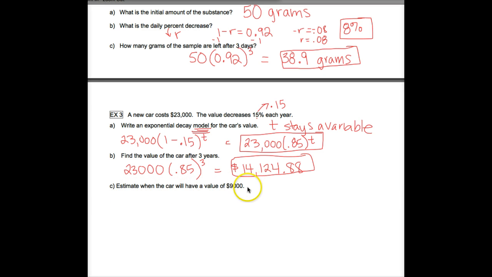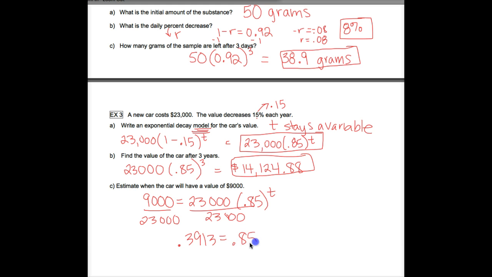Estimate when, so it's trying to find the year, the car will have a value of $9,000. So this is like working backwards. We have what it's supposed to equal. What we don't have is our T value. So here, we would divide by 23,000. And that gives us 0.3913 about equals 0.85 to the T. Now, later this chapter, we're going to learn a method for actually solving this exactly.